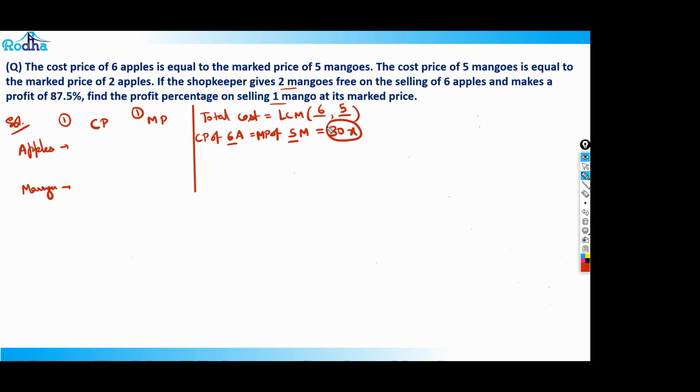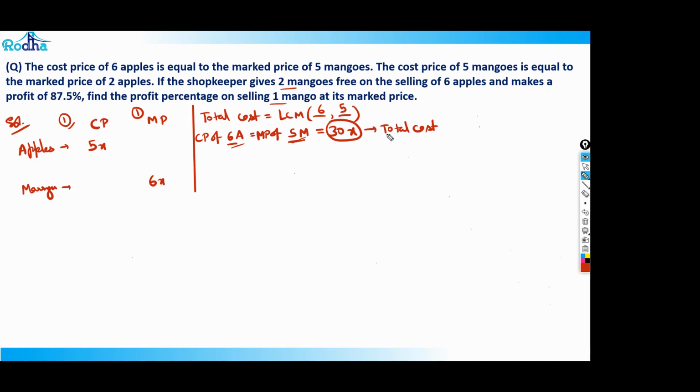Okay, so 30x is what? 30x is the total cost of 6 apples, right? That is cost of 6 apples and mark price of 5 mangoes I've taken as 30x here. Okay, if 6 apples is 30x, so what is the cost price of 1 apple? So cost price of 1 apple should be 5x. Similarly, mark price of 5 mangoes is 30x. So mark price of 1 mango should be 6x. I got this? Okay, fine.